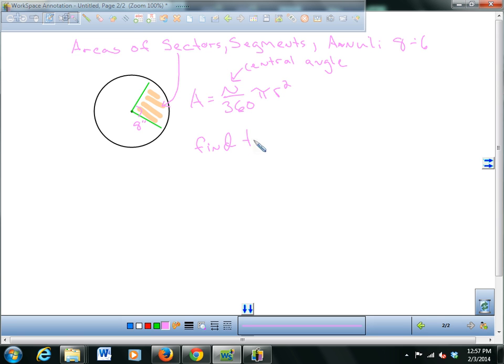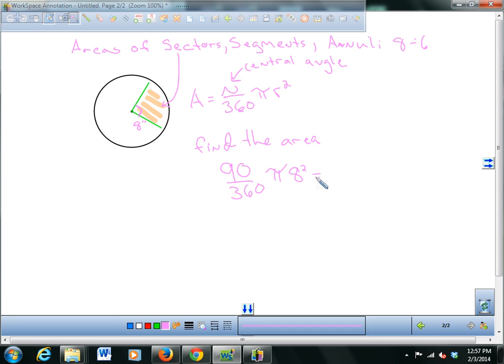Could you do that? Find the area? What's n? That's a 90-degree angle, or a right angle. What's n? It's 1/4. Yeah, very good. It's 90 over 360 times pi times what? R squared. What's r? 8. So it's 8 squared.